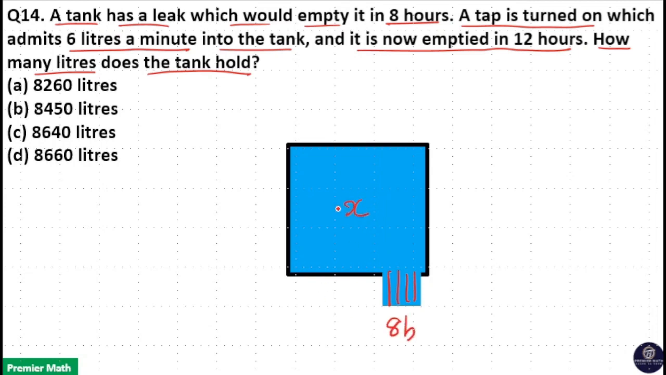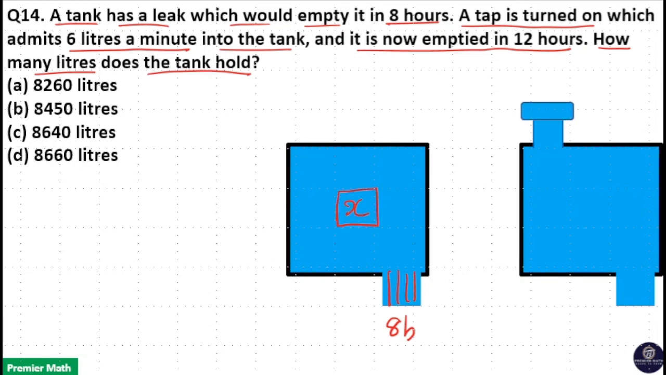If X liter is the amount of water present in this tank, this X liter will empty in 8 hours. Now, a pipe is turned on in this tank, and this pipe will fill 6 liters of water in a minute into this tank. So in a minute 6 liters filling means in 1 hour 6 into 60, 360 liters of water is filling by this pipe into this tank.